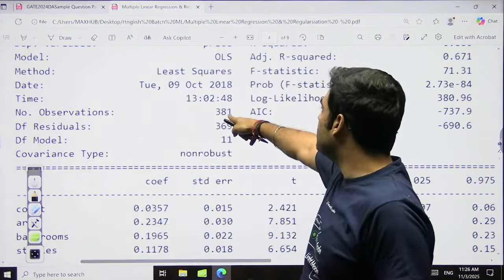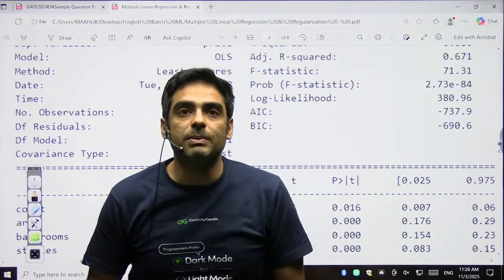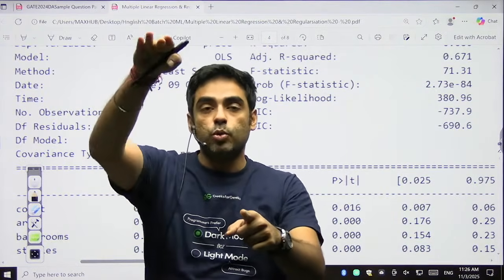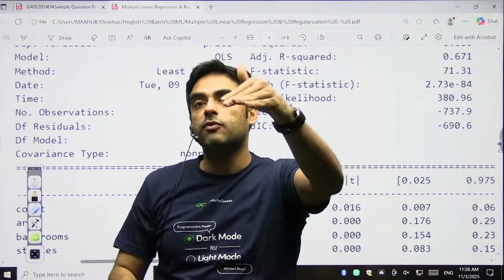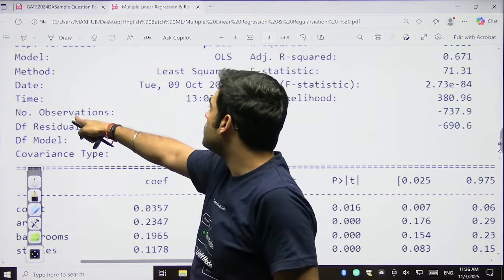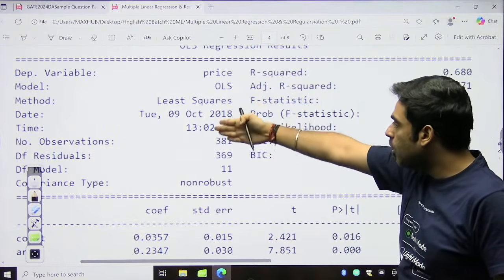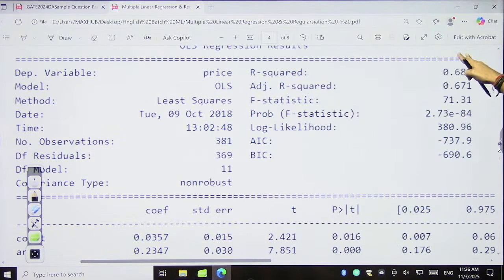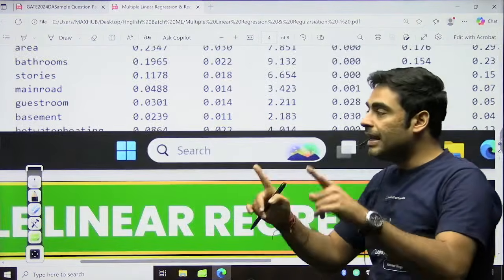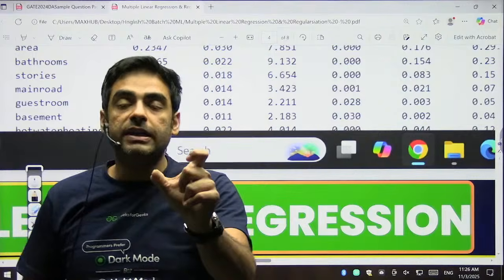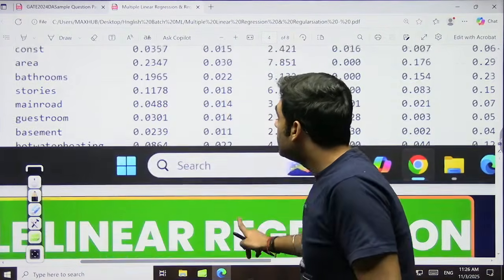Number of observations is the total number of data points that we have, the total number of rows that we have. I created this in 2018, and while fitting the data, these were the performance metrics that I got. So whenever you fit data, always try to see what your data is.